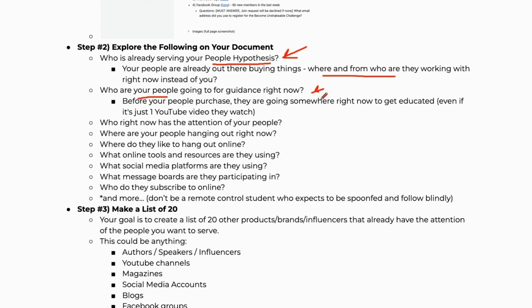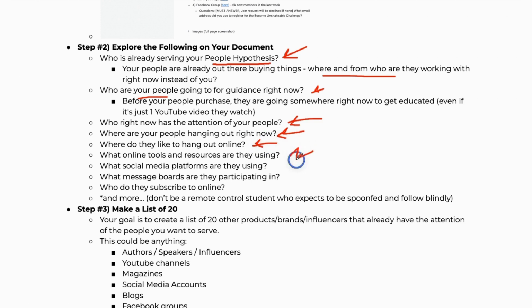Before your people purchase something, they're going out there to get educated, even if they're just watching one YouTube video. Well, who are those people? Where are they right now? Who are the people out there that have the attention of the people you want to target? Where are your people hanging out? Make a list. Are they on Facebook? Are they on Instagram? Where do they like to hang out?